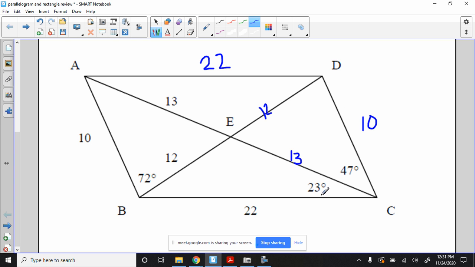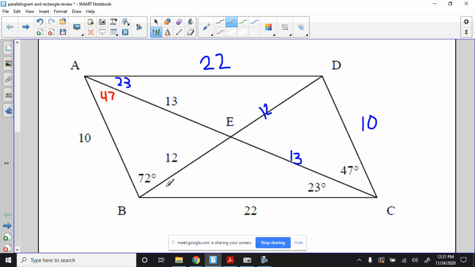So let's look at the angles. Look at this 23 down here, go alternate interior along the same diagonal, but you cross over, and that 23 is going to be up here now. Alternate interior angles. And that's the same with the 47. This 47 would come up here and is equal.